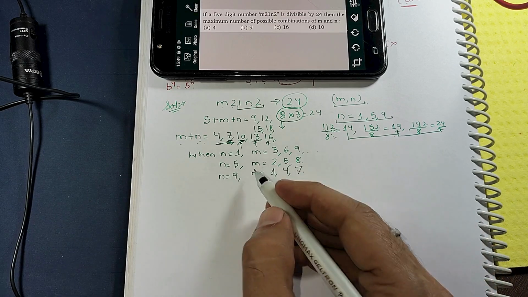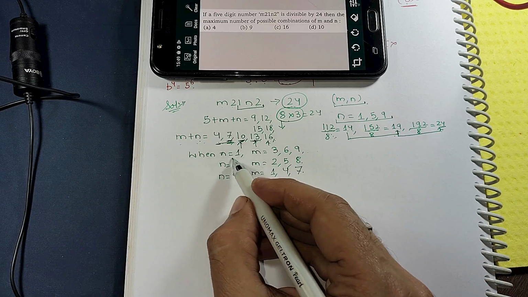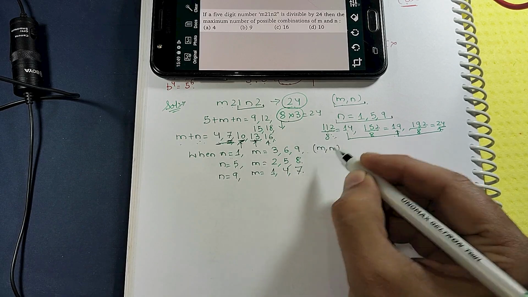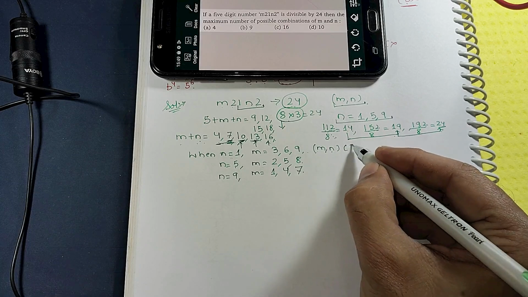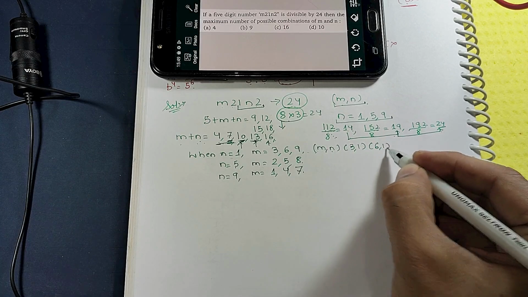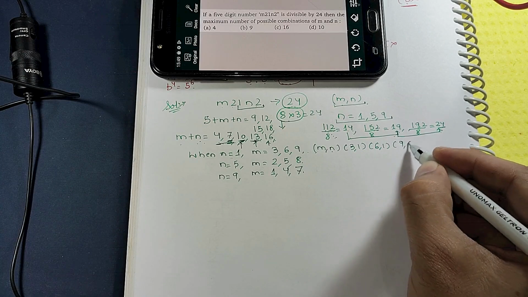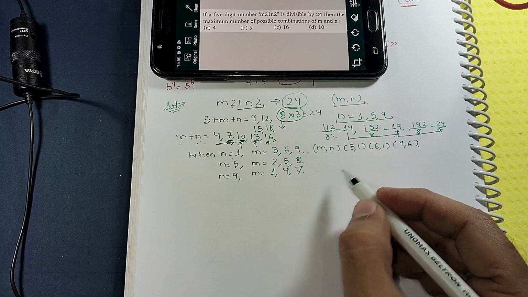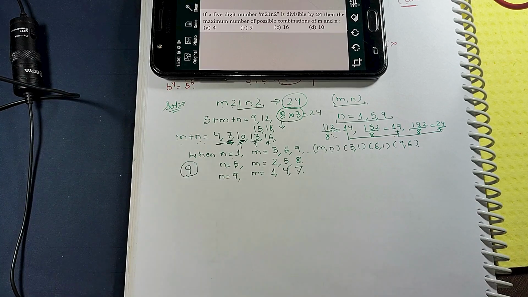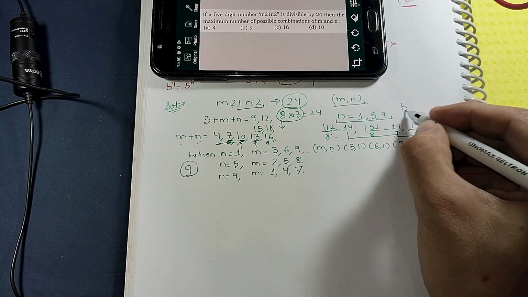Right? So the possible combinations, I can write also as M comma N: 3 comma 1, 6 comma 1, 9 comma 6, 3 from here, 3 from here. So a total of 9 combinations are possible for this. So the right option will be option number B.